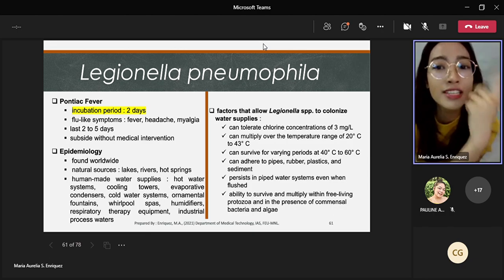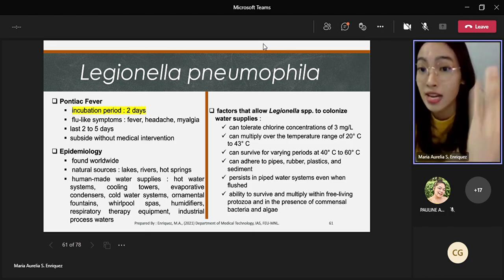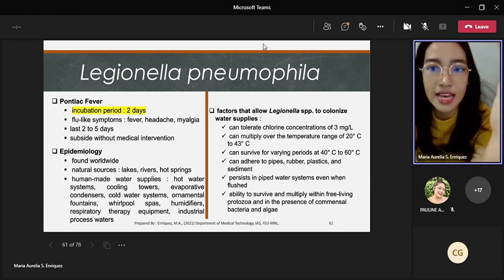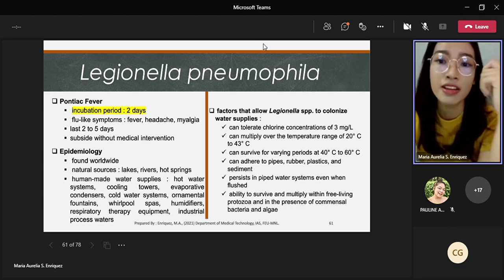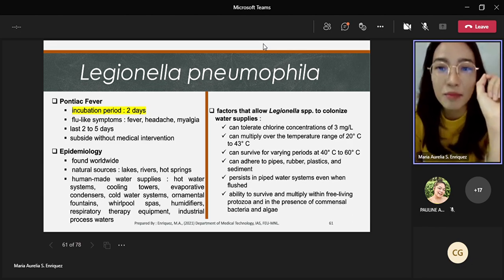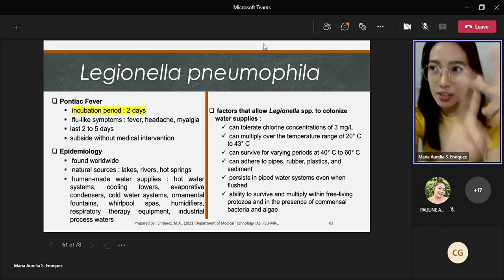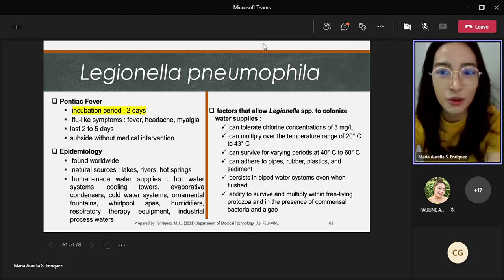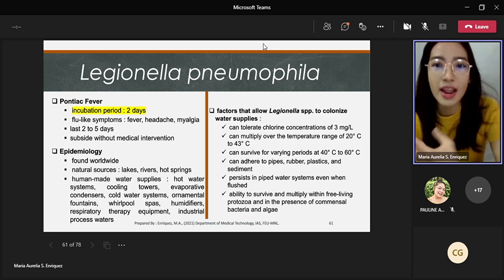Legionella can also continuously multiply even at temperatures as high as 43 degrees Celsius. And then they could still survive at even higher temperatures, at 60 degrees Celsius. So, kaya nilang mag-survive sa mga hot springs and jacuzzis. So, swimming pools, jacuzzis, out of the question. They can also adhere to pipes, rubber, and plastics.